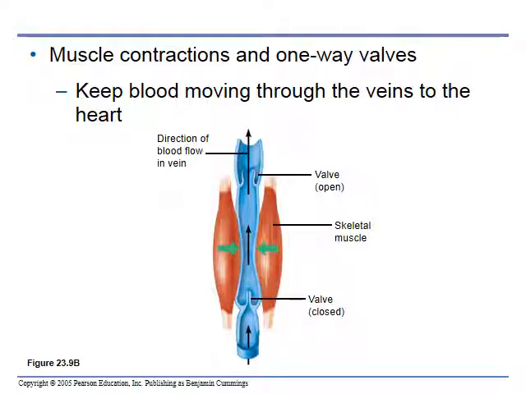Muscle contractions and one-way valves keep blood moving through the veins to the heart. So here's your vein, again, low pressure, but we have to get the blood back to the heart. And so you have skeletal muscle on the outside of your veins, and that's going to keep the blood flowing in the correct direction.